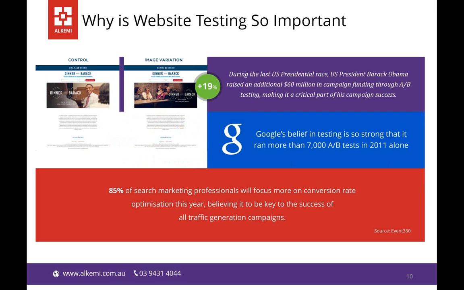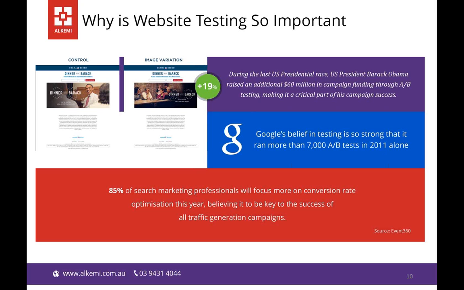Just some very quick statistics on the importance of website testing. Some figures you may not be aware of. During the last US presidential race, US President Barack Obama raised an additional $60 million in campaign funding through A/B testing. It was a critical part of his success. And this is not really the kind of field that you traditionally think about applying A/B testing to, but it is one of those strategies that can apply to anything when you're trying to get people to take a positive action. Google's belief in testing is so strong that in 2011 alone, they ran more than 7,000 A/B tests. This is not an organisation that does things on a whim and certainly doesn't do it 7,000 times over just for the hell of it.